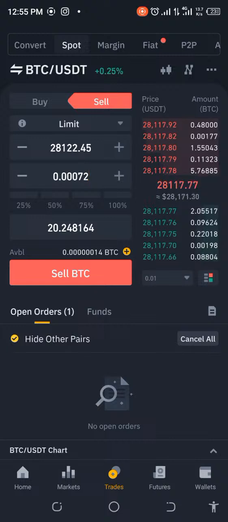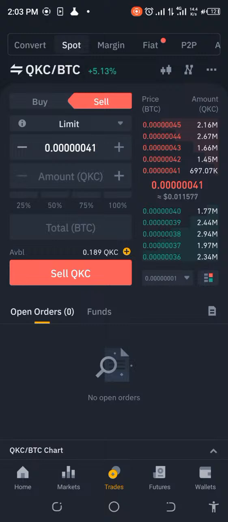Hopefully, keeping our fingers crossed that we ain't going to wait too much time on this queue. See you, and I'll be back with the results. All right, I'm back, and as you can see right now, we've already sold our QKC to BTC.